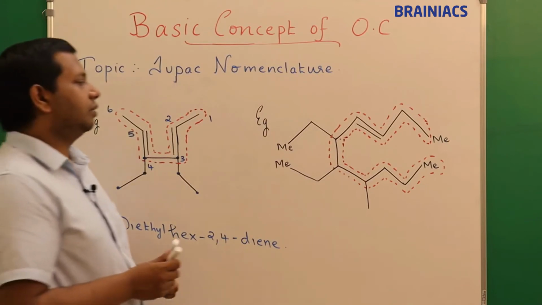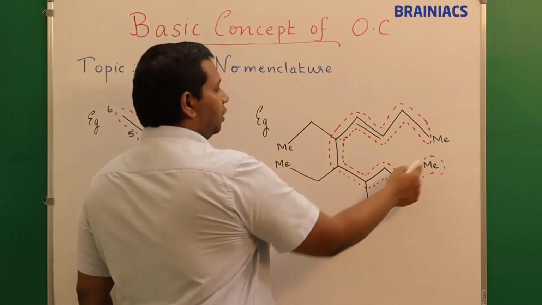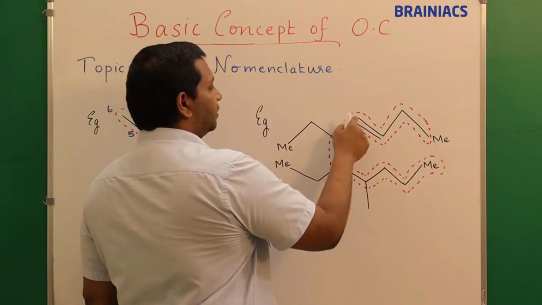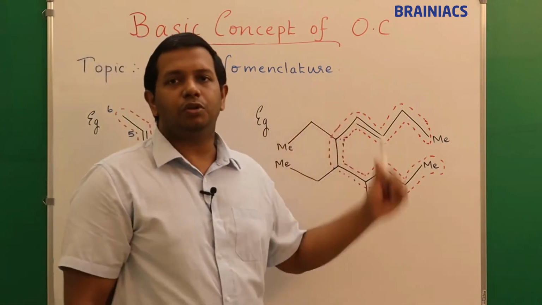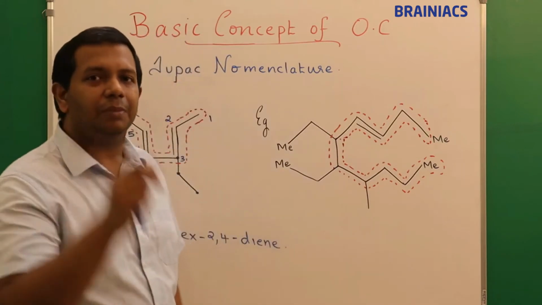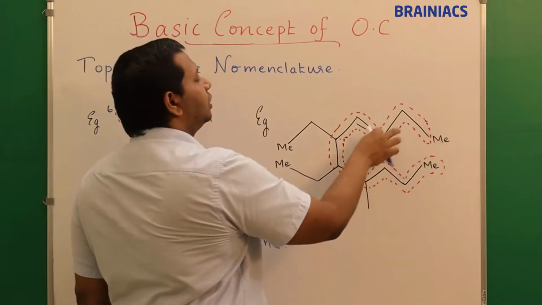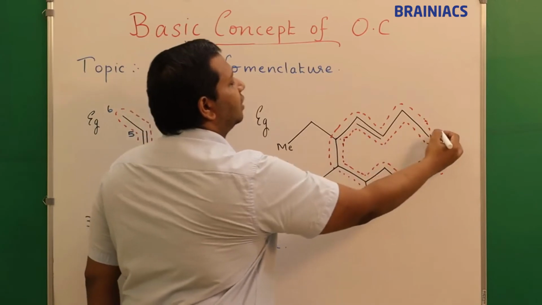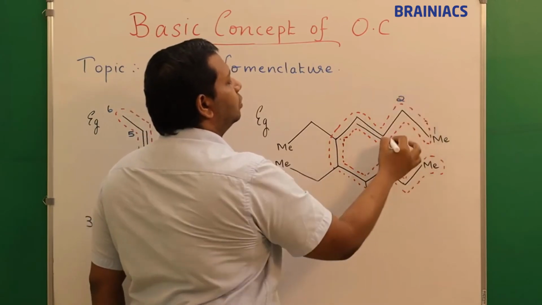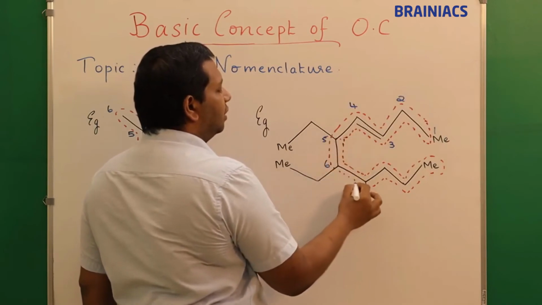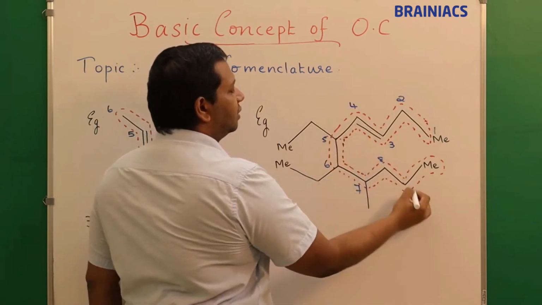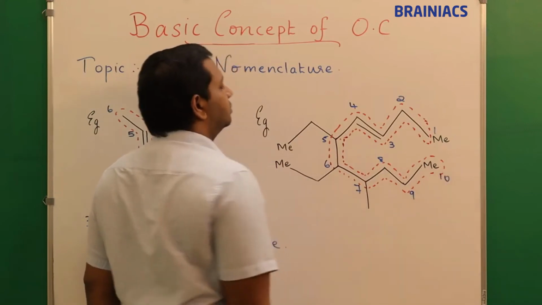Now how to number it? If I do the numbering from here, 1, 2, 3, 4, 5, 6, 7 is the number coming for the double bond. We know that when there is no functional group, the double bond should get the maximum priority. That means the minimum number. So 1, 2, 3. If you go this way, 3 is the number. So that is good. So 1, 2, 3, 4, 5, 6, 7, 8, 9, 10.